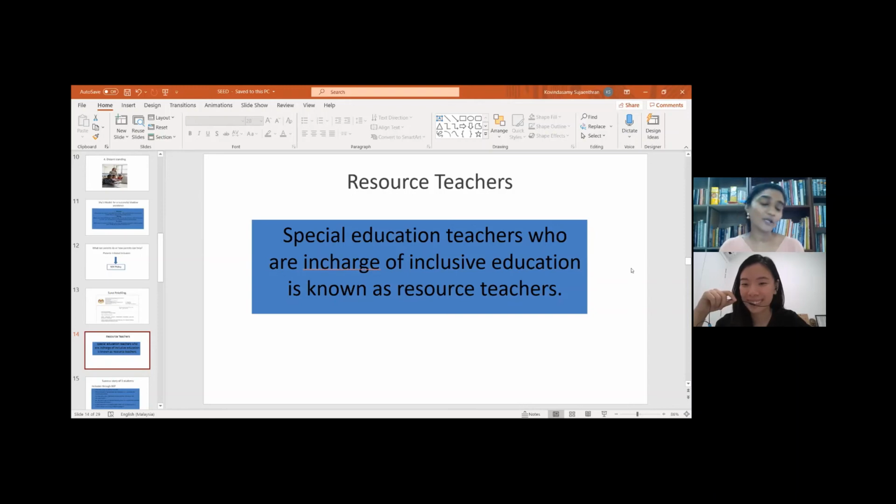No. Are they all going to pass their SPM or PT3 exam? No. We still have the weak ones, the good ones, the moderate ones. So when we can accept the weak ones and the moderate ones, why can we not accept these students? Why are we talking about their academic level or academic excellence to be in the mainstream?